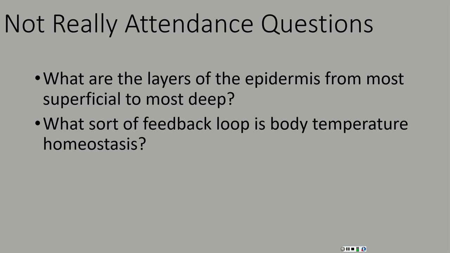What sort of feedback loop is body temperature homeostasis? Body temperature homeostasis, like most of the feedback loops in the body, is a negative feedback loop. The response is opposite from the stimulus. When you get too hot, your body temperature goes up. You sweat and that cools you down, so your body temperature drops. Or we also saw that when your body temperature is down, you start to shiver and that heats you up, so your body temperature rises. So in both of those cases, the response is in the opposite direction from the stimulus.